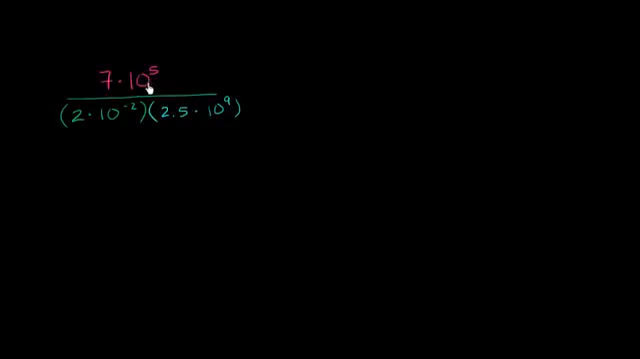We have 7 times 10 to the 5th over 2 times 10 to the negative 2 times 2.5 times 10 to the 9th. So let's try to simplify this a little bit. And I'll start off by trying to simplify this denominator here. So the numerator is just 7 times 10 to the 5th.